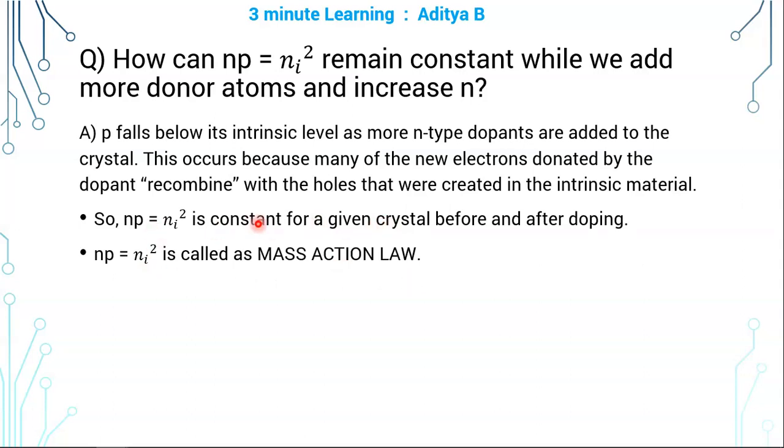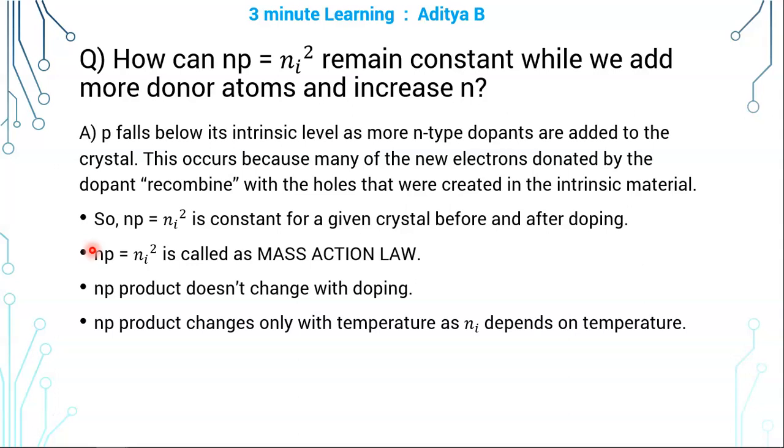So even as p, the number of holes, decreases, n is increasing. Whatever n is increasing because of doping is counteracted in the opposite direction by the decrease in the holes. The n into p product doesn't change with doping. The n into p product changes only with temperature because ni is a function of temperature. So n into p changes only with temperature and does not change with doping.